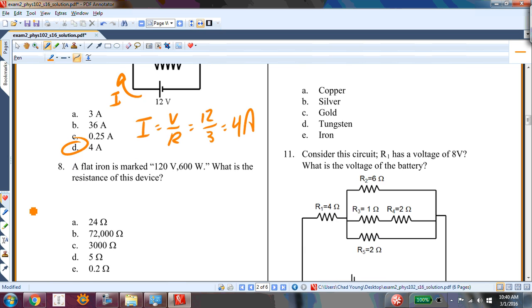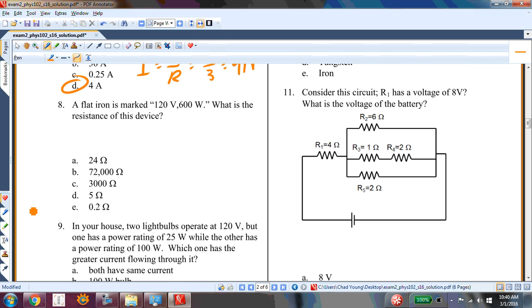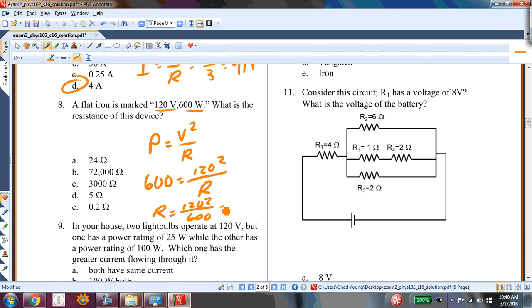A flat iron is marked 120 volts, 600 watts. What is the resistance of this device? Okay, a couple of ways you could have done this. The easiest way: I know the voltage, I know the power, I know that P is V squared over R. So I just say 600 is 120 squared divided by R. So R is 120 squared over 600, and I get 24 ohms. So the resistance of that device is 24 ohms.